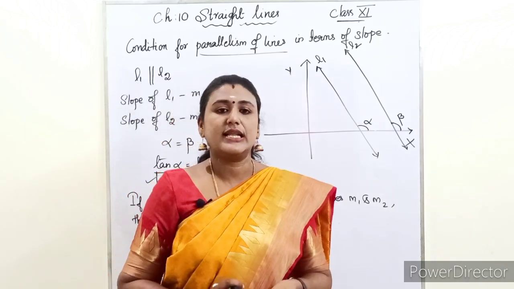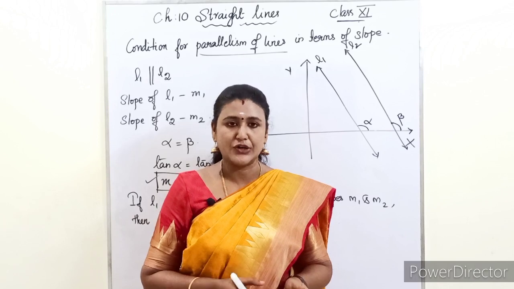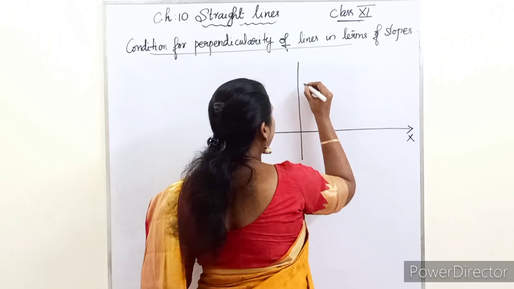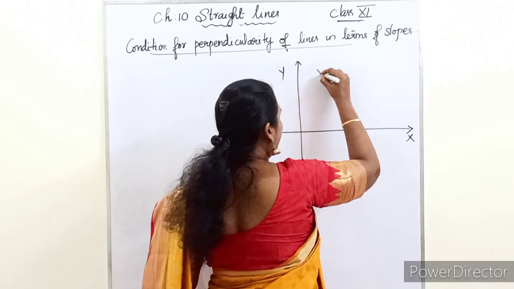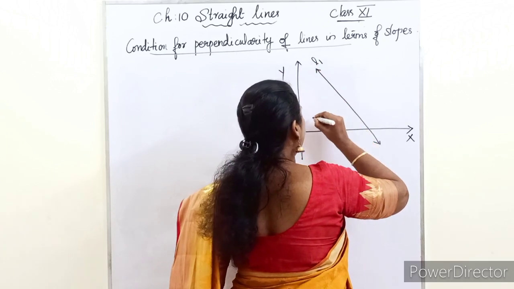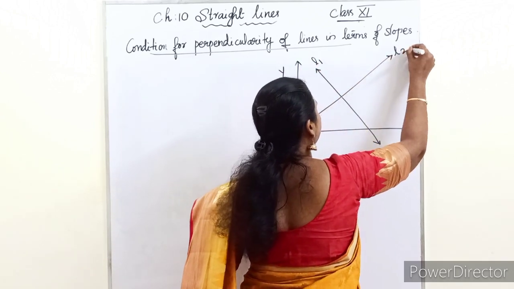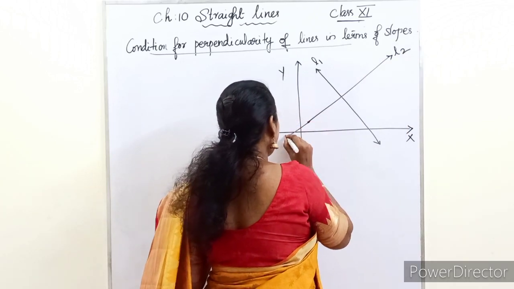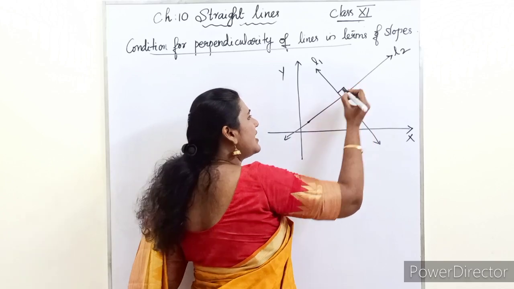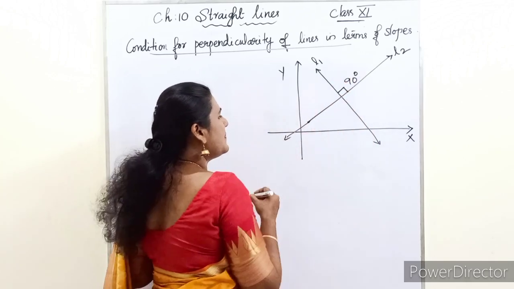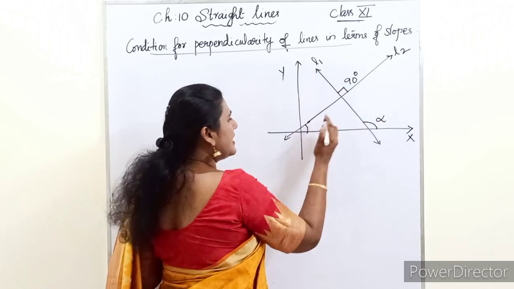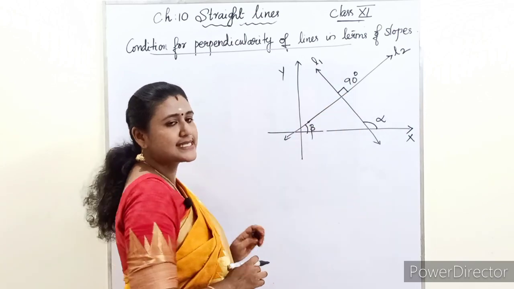Next we are going to see the condition for perpendicularity of lines. Consider two perpendicular lines in a coordinate plane. Let us consider two perpendicular lines, L1 and another line L2. So these are the two lines perpendicular to each other. L1 and L2 are perpendicular to each other and this angle is 90 degrees, and alpha is the inclination of the first line and beta is the inclination of the second line.